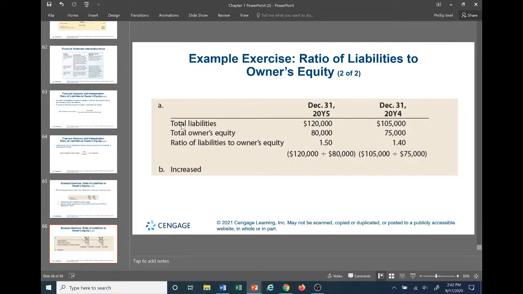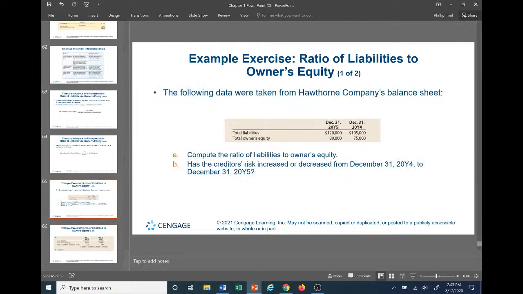So obviously the ratio of liabilities to owner's equity, recall, is literally your liabilities as your numerator and your owner's equity as your denominator. In this case, it'd be 120,000 divided by 80,000, which is 1.5 for 2005. For 2004, it's 105,000 divided by 75,000, which is 1.4, which is okay. So we see here, in the case of the question, has the creditor's risk increased or decreased from December 31st, 2004 to December 31st, 2005?